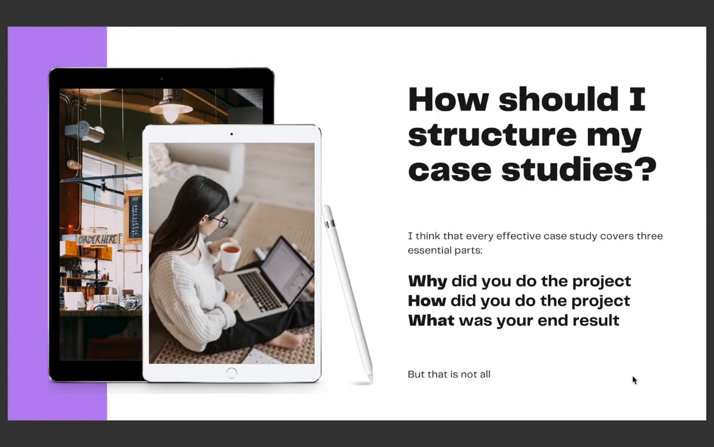All right, so how should I structure my case studies? A very effective case study covers 3 essential parts, like I mentioned. Why, how, what. Write that down so you don't forget. But that is not all. There's still a lot of things. If you break down these 3 major things into smaller pieces, you have a lot of sub-headings that you have to talk about when you're writing your case studies.